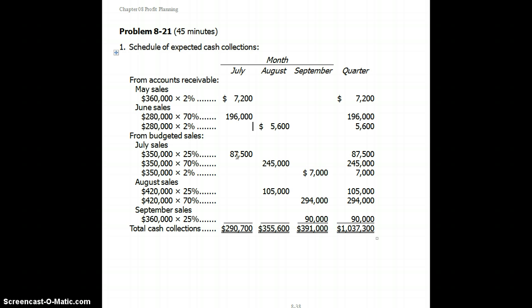When we next go to the month of August, you'll notice that in August, we'll take care of the August sales first. $420,000 of sales in August, 25% of them collected in August, therefore $105,000. We then need to go back and look at July. Well, July sales, 70% of July sales collected in August, or $245,000. And going back to the month of June, which is 2 months prior to August, we will collect the final 2% of those sales. Keep in mind, we're only collecting 97% of all sales. The other 3% are uncollected. So 2% of 280 is $5,600.